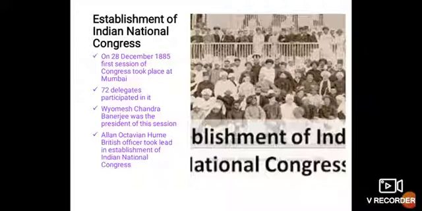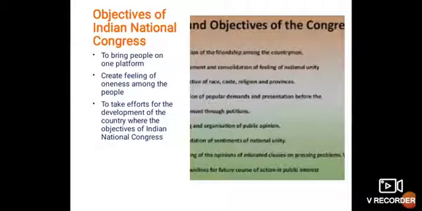Increased proportion of Indians in the administration and reduction of military expenses by the British government, such demands were sent to the British. So in this session, a few decisions were made and demands were sent to the British: that participation of Indian people should be increased in the administrative system, and that the Britishers should reduce their military expenses. A lot of money was being spent on the military, and it should be reduced. Next, we are going to study the objectives of the Indian National Congress.